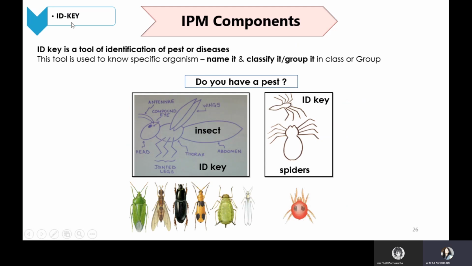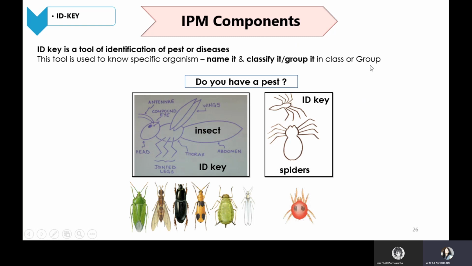The identification key, or ID key, is a tool for identification of pests or diseases. There are different ID keys actually. The one I have here is really simple and manageable. You can do it. It's really simple. Actually, this tool you have is like a card, okay, the ID key. And it is used to know a specific organism, name it, give it a name, and classify it or group it depending on what you need, to classify it in a class or group.